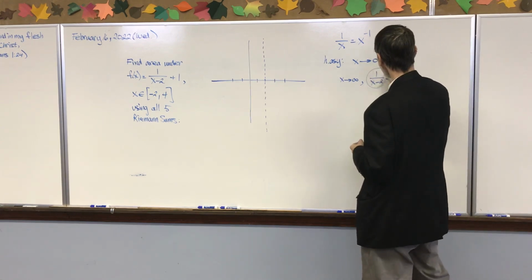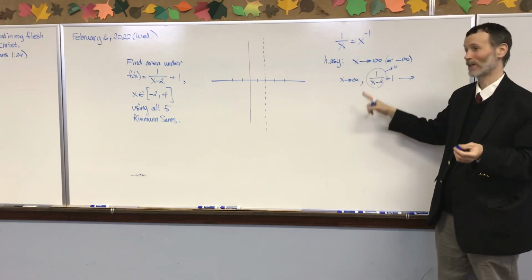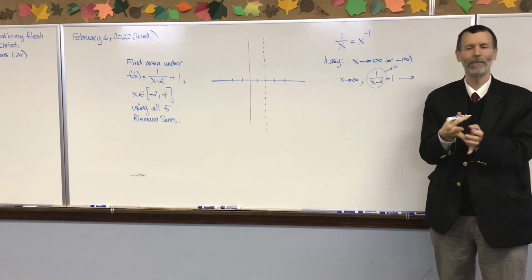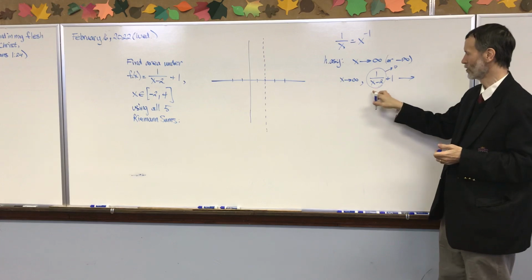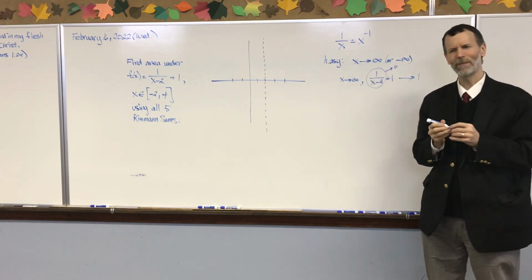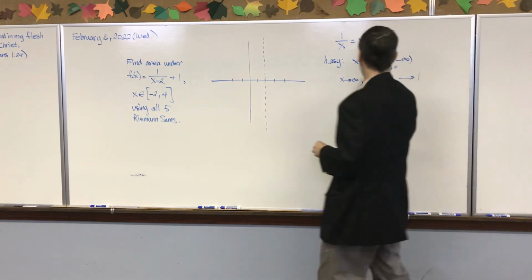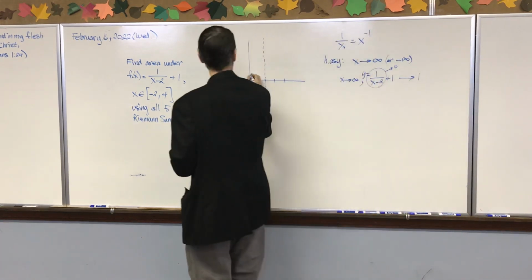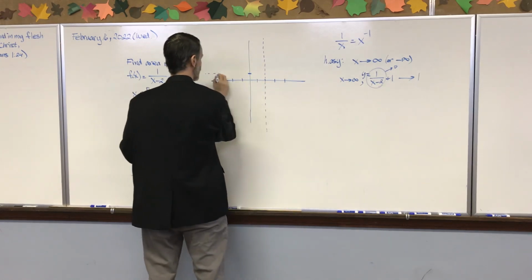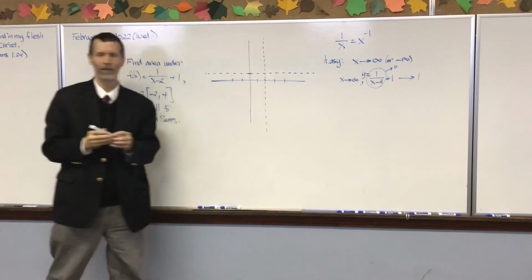This is getting closer and closer to 0. It's 1 over a billion minus 2, 1 over a trillion minus 2. It's getting microscopic. So it's getting closer and closer to 0 plus 1. What does that mean? What did you just find? There was a horizontal asymptote at y equals 1. Good to know.